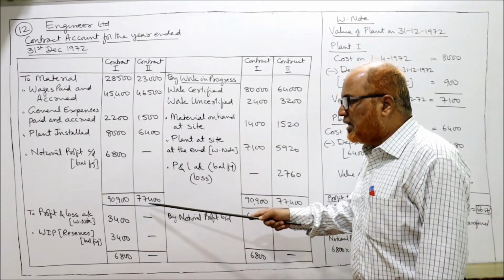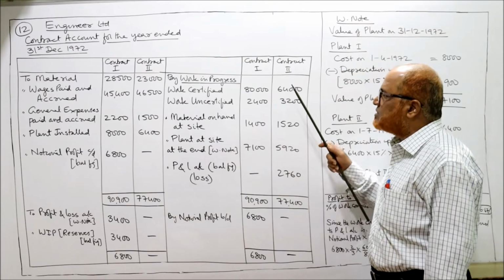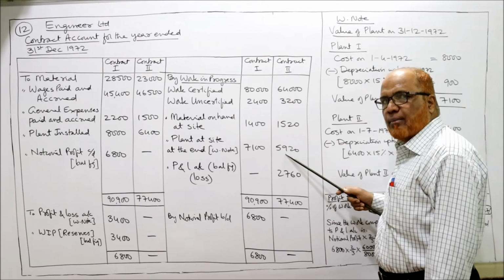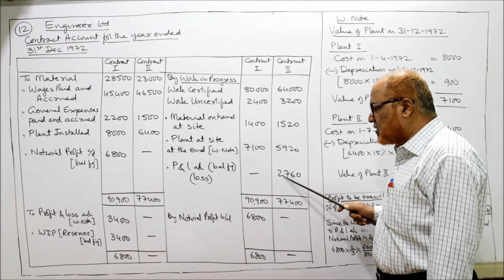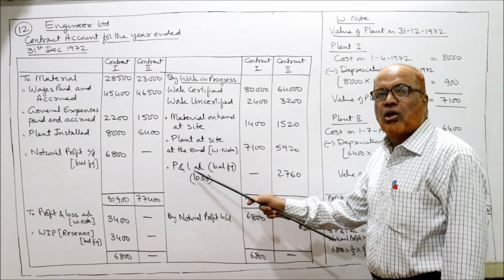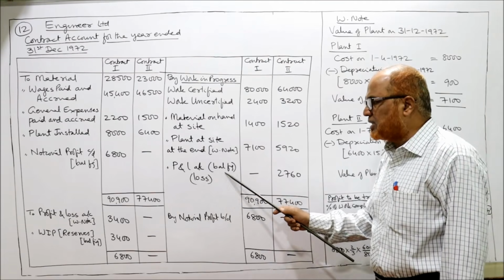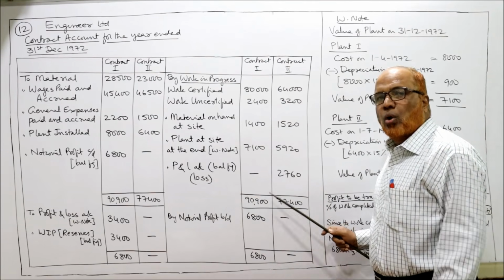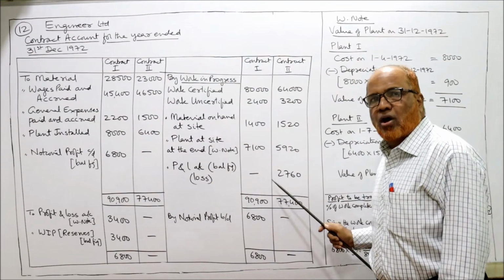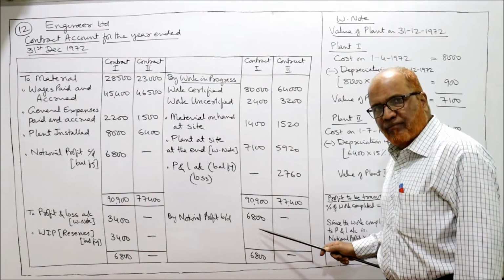So debit side total, if you find, you will get 77,400. From 77,400, I have subtracted 1, 2, 3, 4 items. These 4 values, amounts I have deducted. The balancing figure is 2,760. This 2,760 is the loss, and it will directly transfer to profit and loss account, balancing figure. That's all. So only in the first contract we have profit, second contract we have loss, so transfer. So notional profit carried down, brought down, first contract.